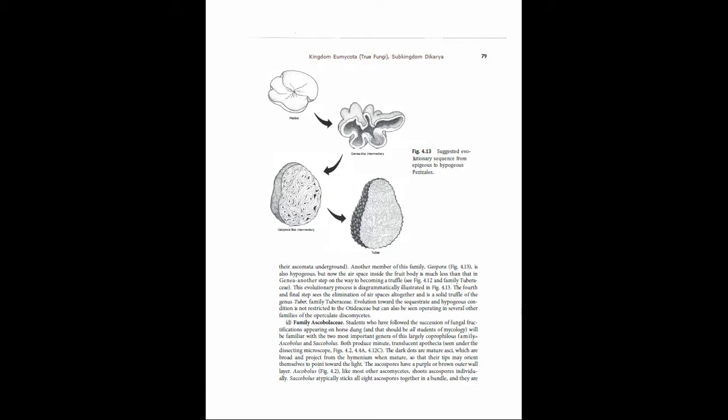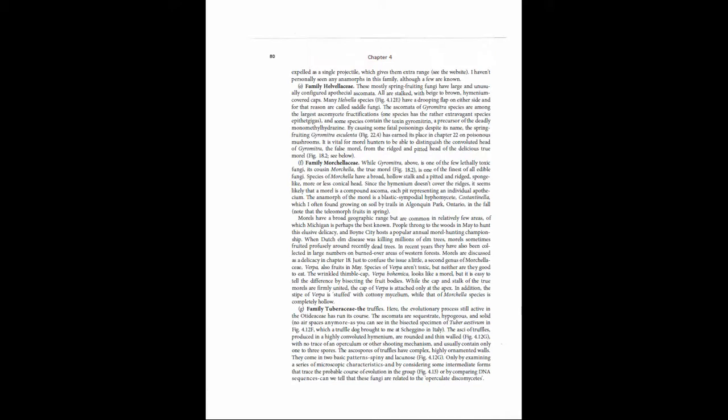Ascobolus, Fig 4.2, like most other ascomycetes, shoots ascospores individually. Saccobolus atypically sticks all 8 ascospores together in a bundle, and they are expelled as a single projectile, which gives them extra range, see the website. I haven't personally seen any anamorphs in this family, although a few are known.